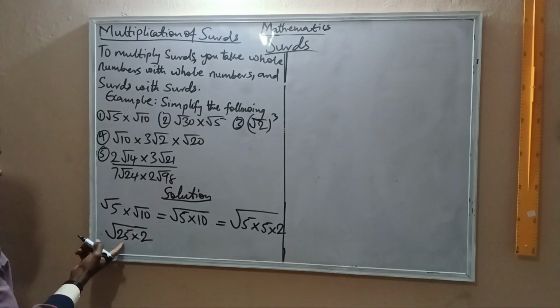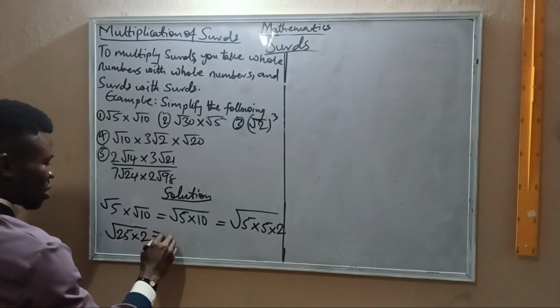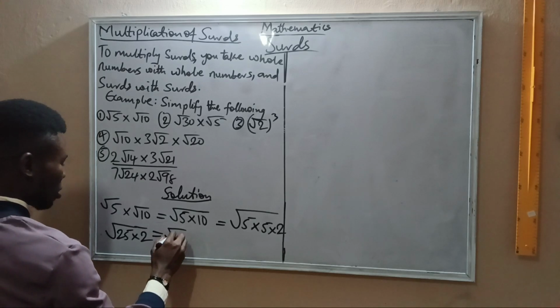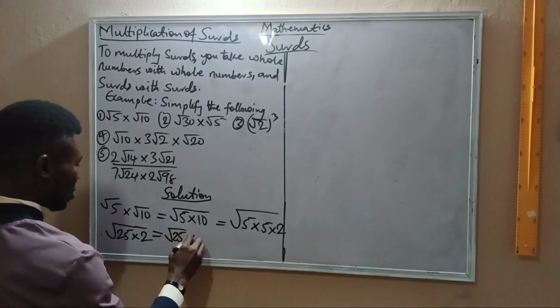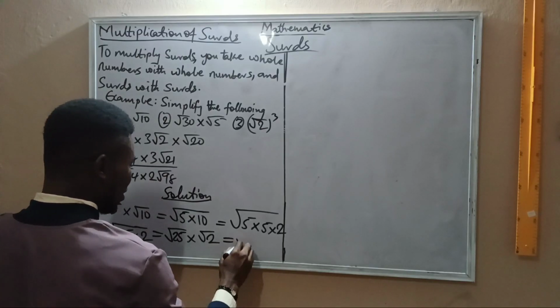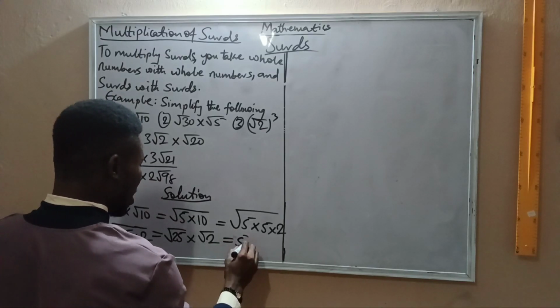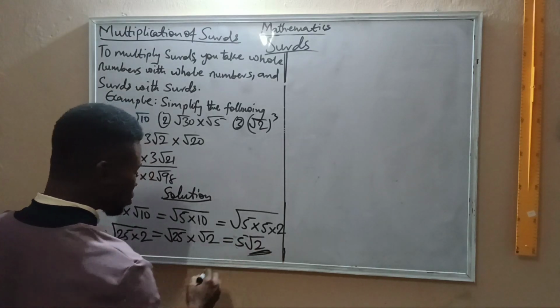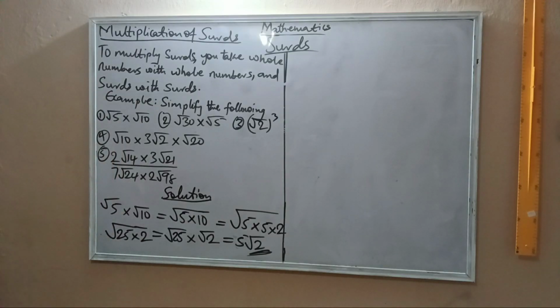Now we've gotten a perfect square. So if you want to simplify further, it is surd 25 multiplied by surd 2. And surd 25 is 5. So we have 5 surd 2 as the product of these two surds.